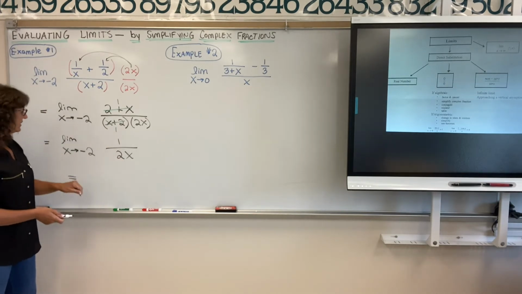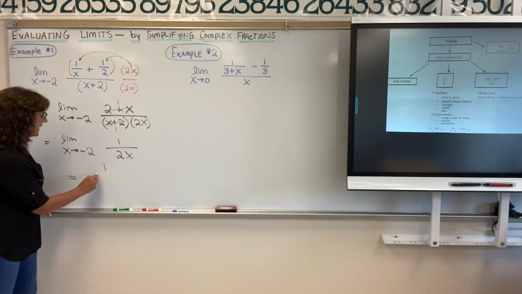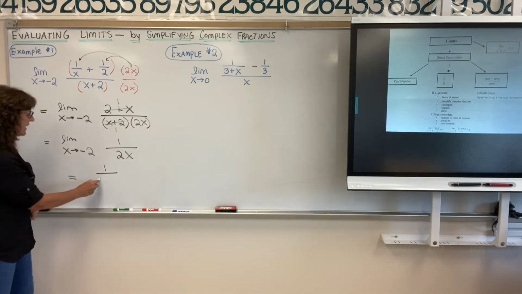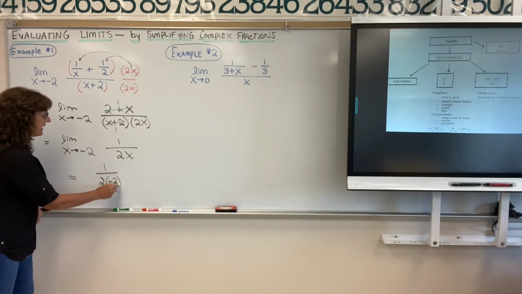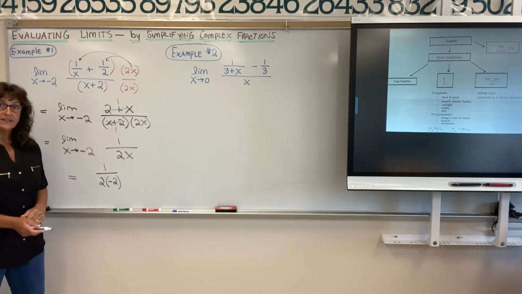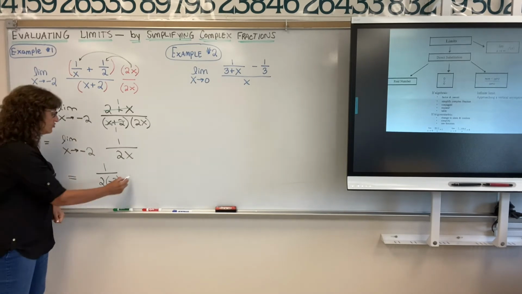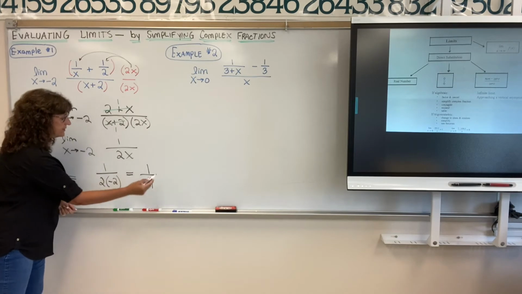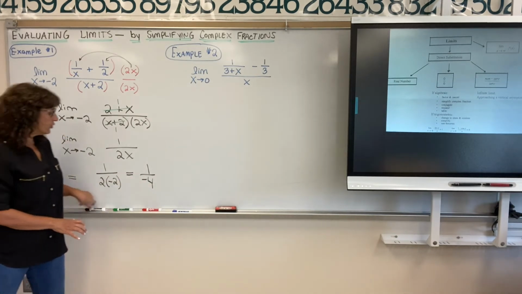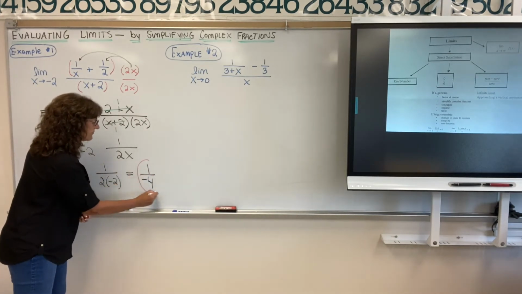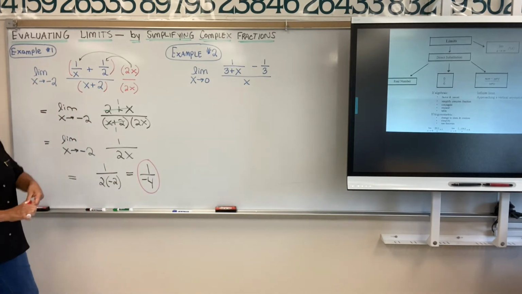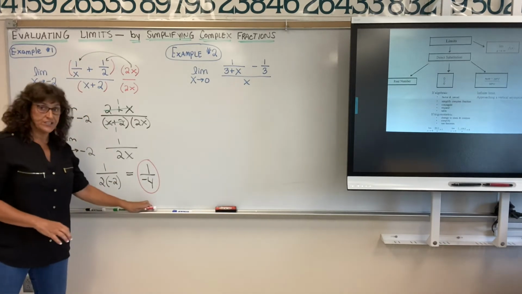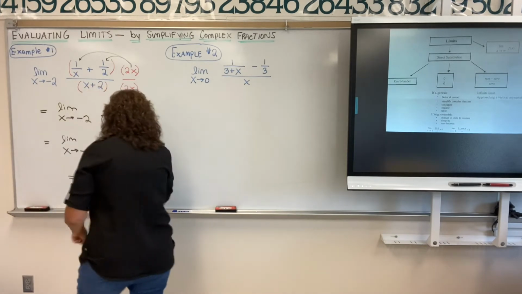When you substitute it in, you can lose the limit notation. We have a 1 in the numerator, and then you have 2 times -2 in the denominator. Substitute in the -2, just direct substitution. We can actually go ahead and compute this to be -1/4, and here is your answer. This is what the limit of this particular function is that contains a complex fraction.